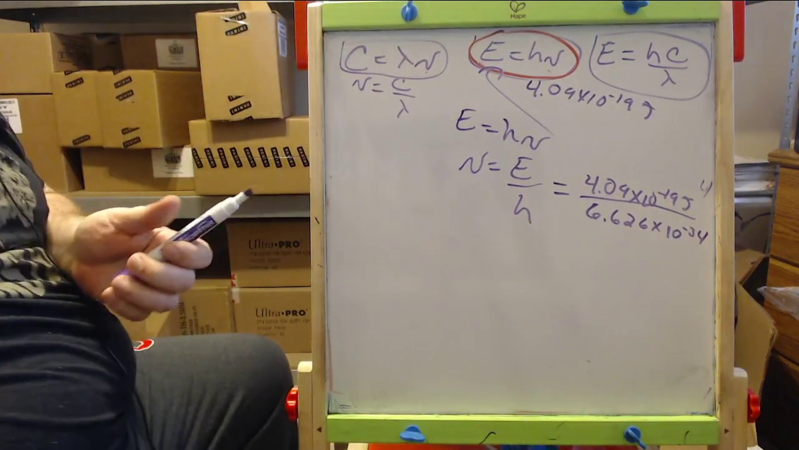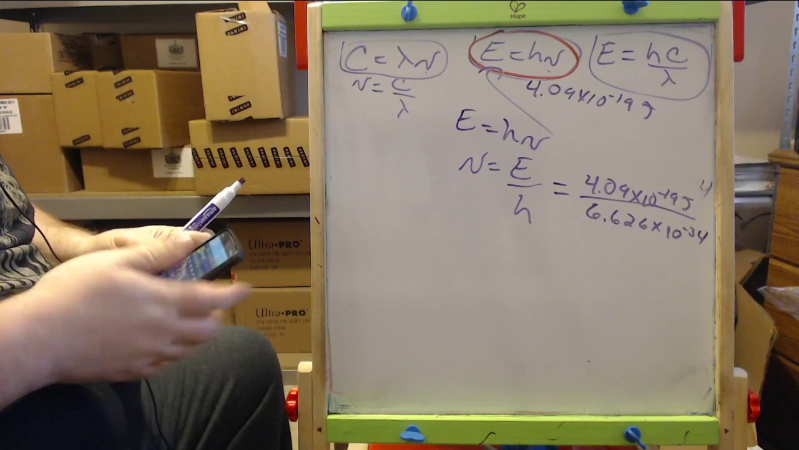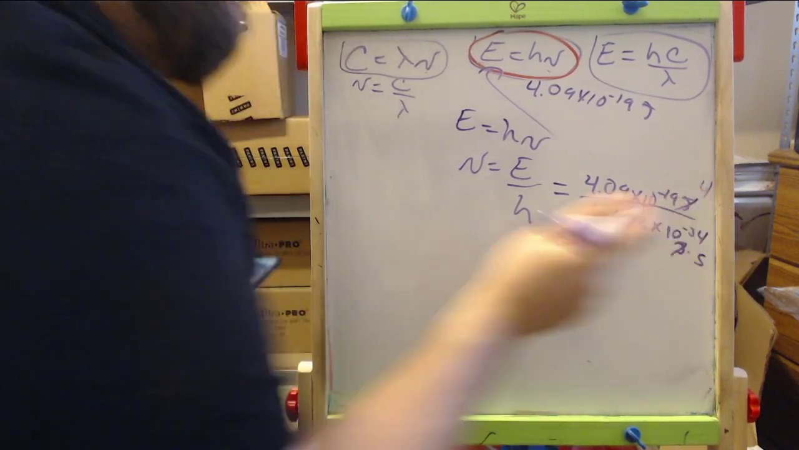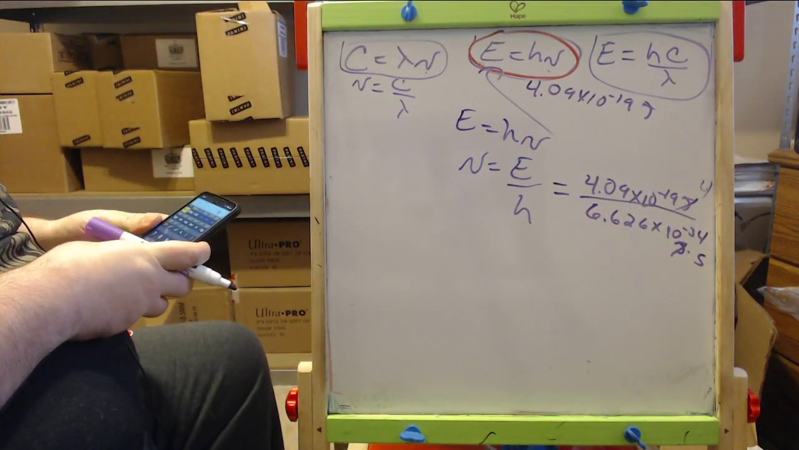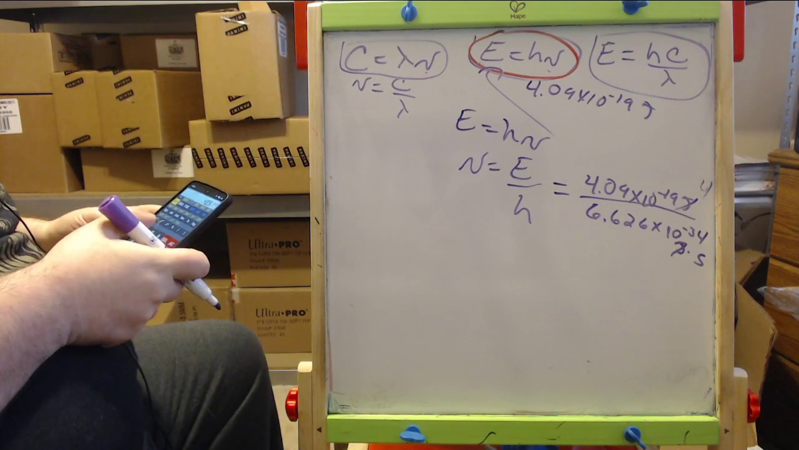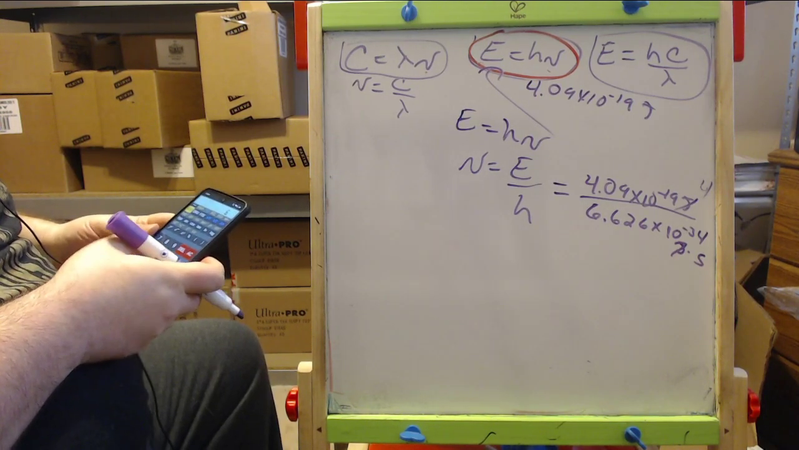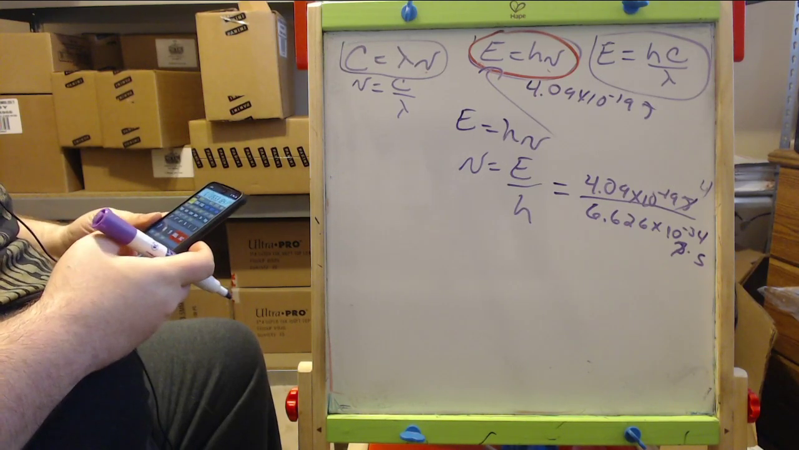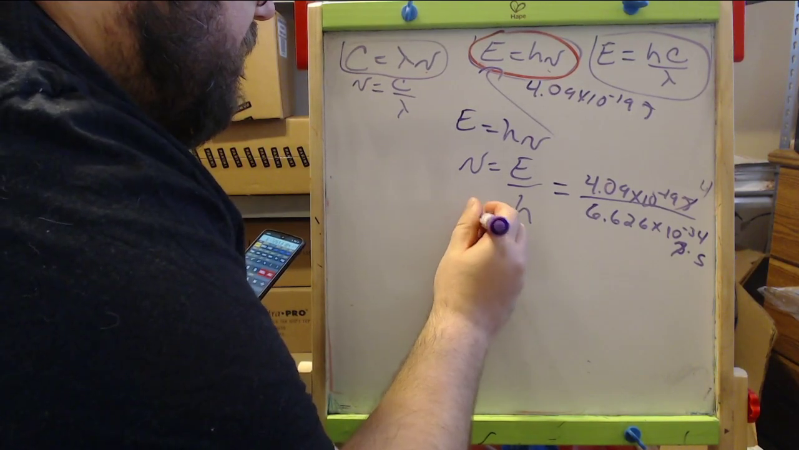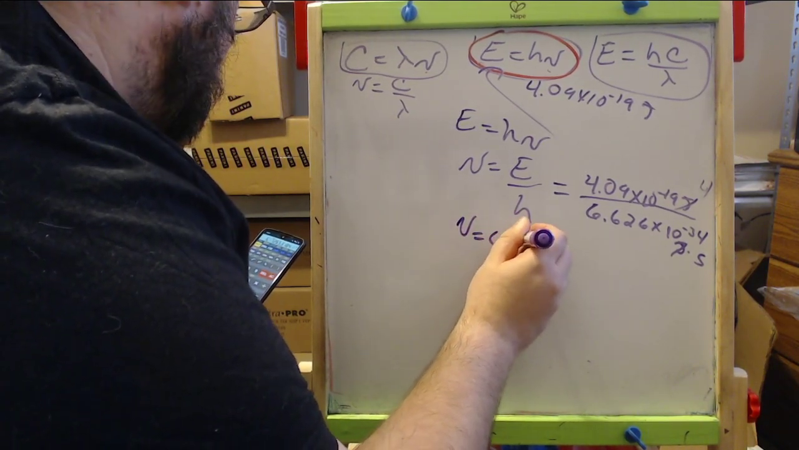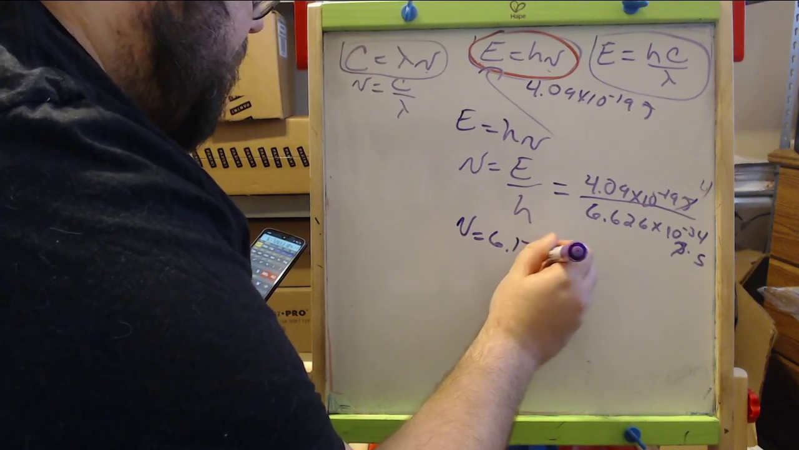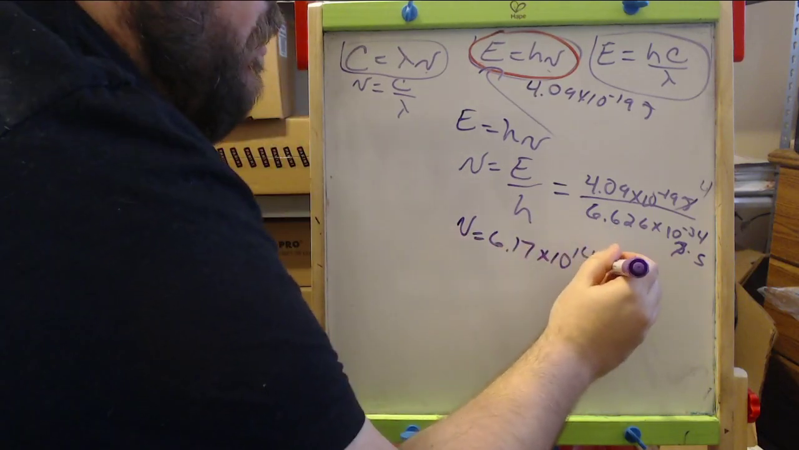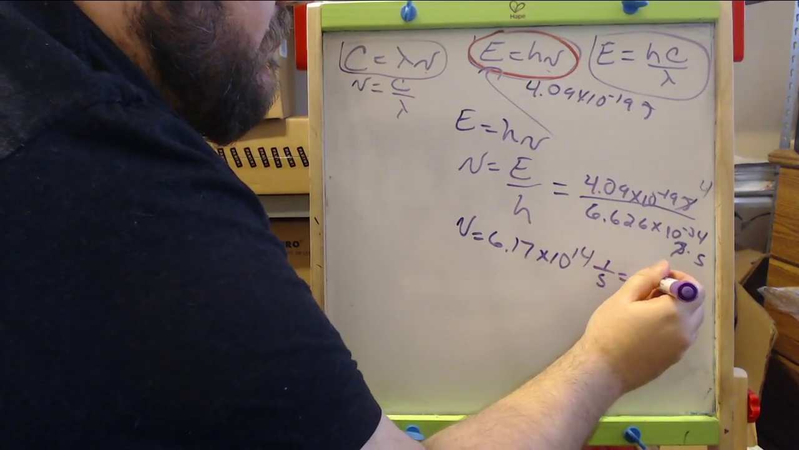All right, let's see what our answer is. We'll find our frequency. Now realize this is in joule seconds, so my joules cancel out. 10 to the negative 19th divided by 6.626 times 10 to the negative 34. That looks right to me. My frequency is 6.17 times 10 to the 14th. So now we found our frequency. Our units are 1 over seconds, also known as a hertz.